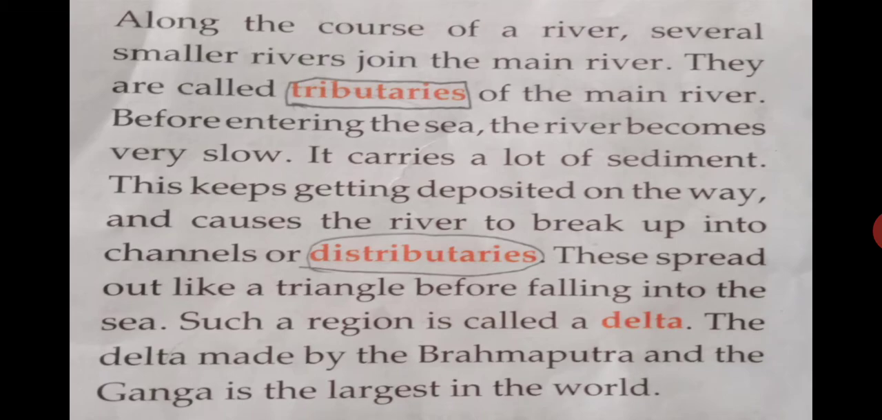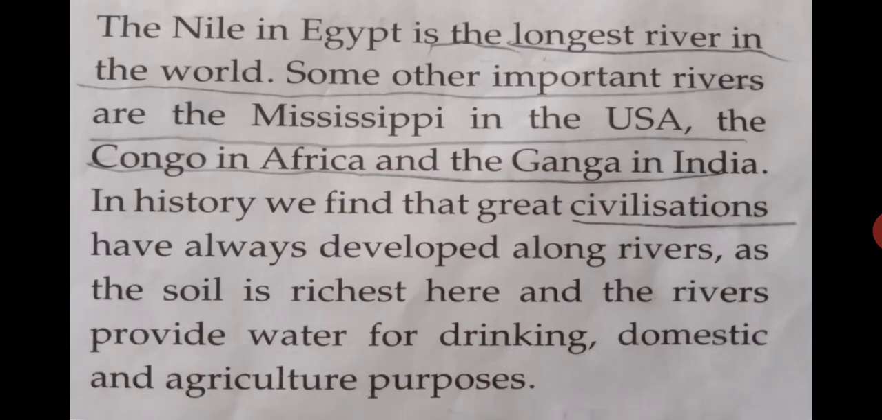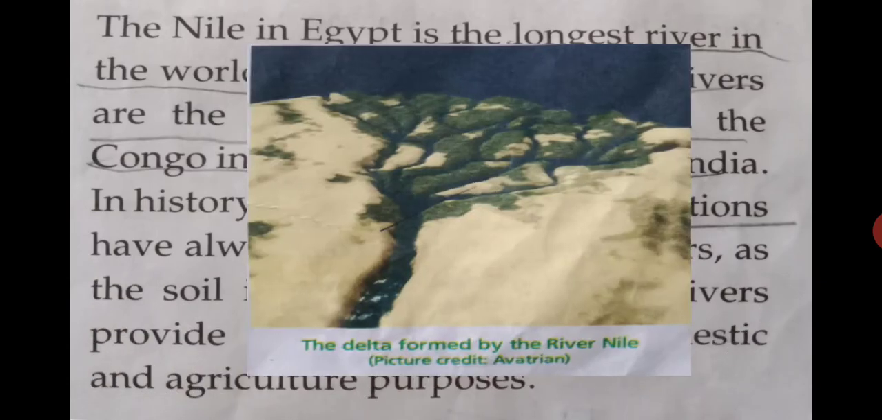Distributaries spread out like a triangle before falling into the sea. Such a region is called a delta. What is the meaning of delta? An area of flat land shaped like a triangle where a river divides into small rivers as it goes into the sea. Children, this is the picture of a delta, and the delta formed by the river Nile.